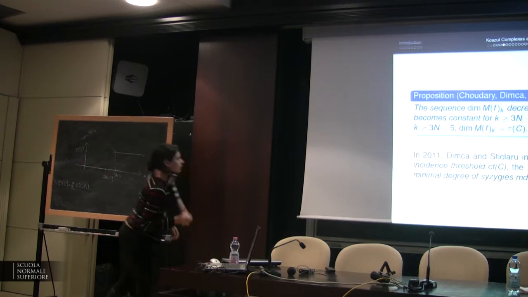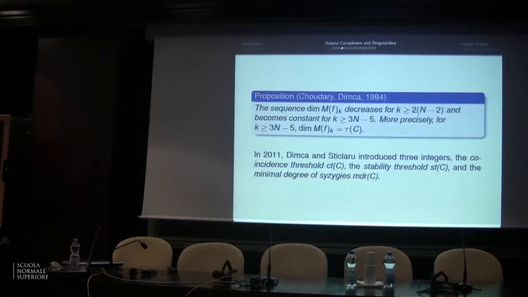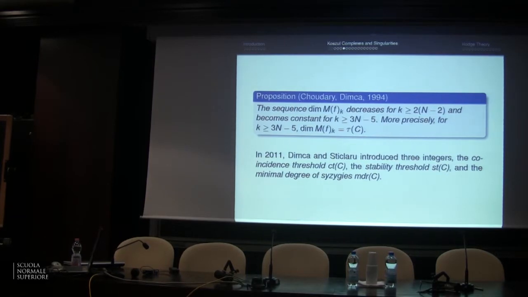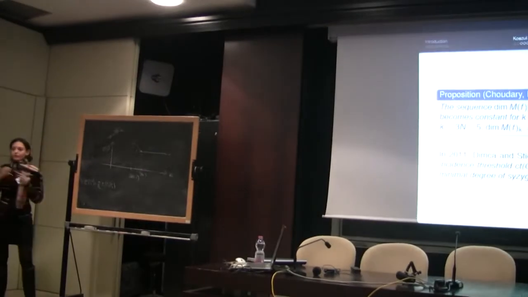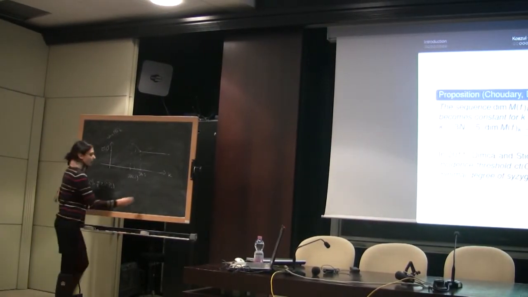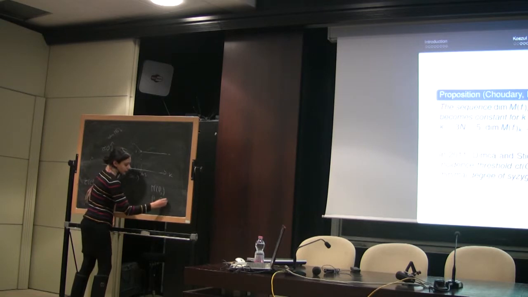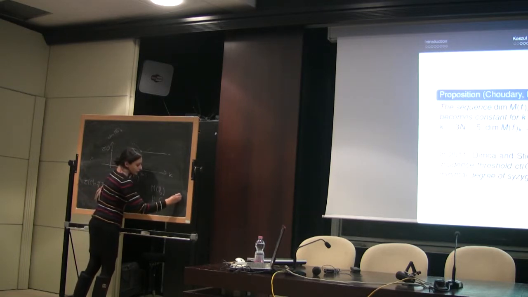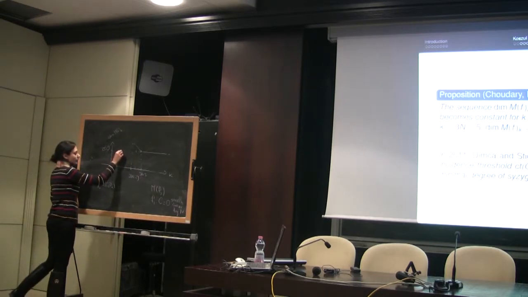Then in 2011, the study continues, and Dimca and Sticlaru noticed that this stabilization might start before 3n minus 5. So they wanted to find when this stabilization starts, and they also noticed that the first terms of the Poincaré series are the same as the first terms of the Poincaré series of the Milnor algebra of Fs, where Fs denotes a smooth curve of the same degree as C, a smooth curve of degree n. So they wanted to find until when you have this coincidence.